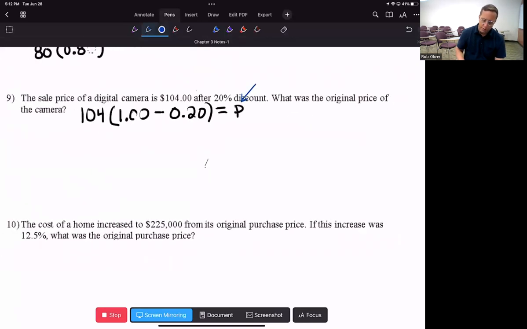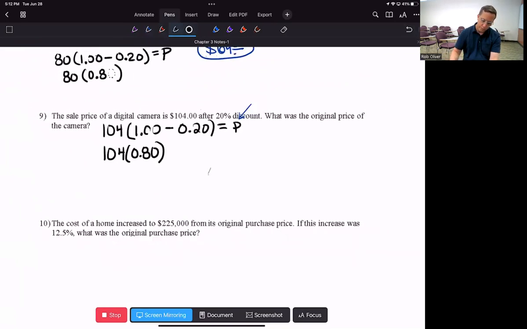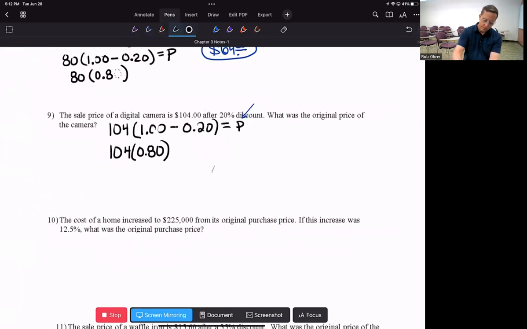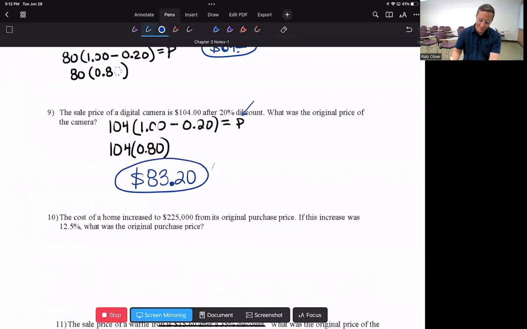So we've got 104 times 0.80, and so if we do that, you're going to get 83.2. Make sure I did this right. Did. Okay, and so now we've got $83.20. So that is going to be the sale price.